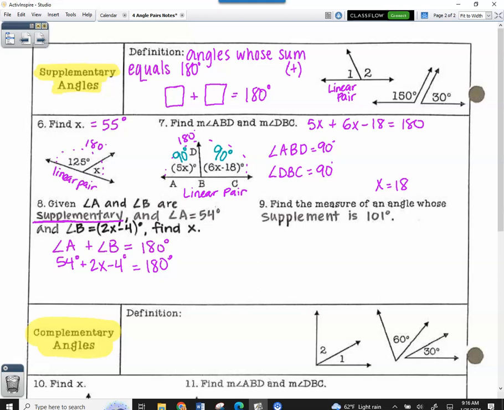And what do you get? 63? No. 65? Alright. I actually don't have it for some reason. I'm sitting here trying to understand why I don't have it. Let's do 54 plus 4... 54 minus 4 would be 50. If I subtract 50 to the other side, I end up with 130 divided by 2. 65.